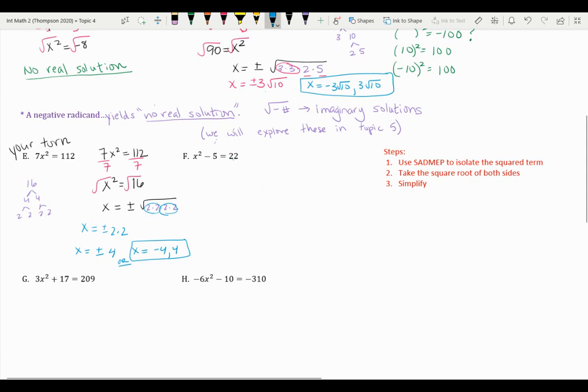Now, problem F. X squared minus 5 equals 22. First step, still isolate the squared term. X squared minus 5 equals 22. So pause and think about it. What do I need to do to get x squared by itself? The minus 5 is in the way, so how do I move it?